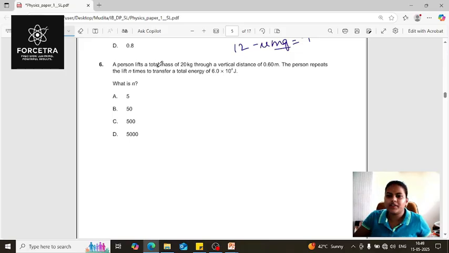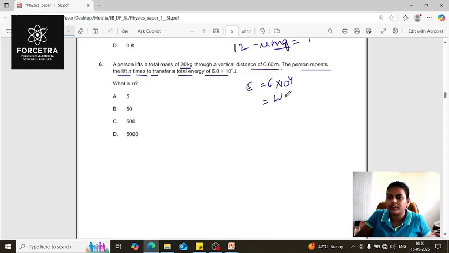A person lifts a total mass of 20 kg through a vertical distance of 0.6 meter. The person repeats this lift n times to transfer a total energy of 6 × 10^4 joule. So the total energy consumed in this work is 6 × 10^4 joule. We know that this energy is equal to the work done, and we know that work is equal to force into displacement.